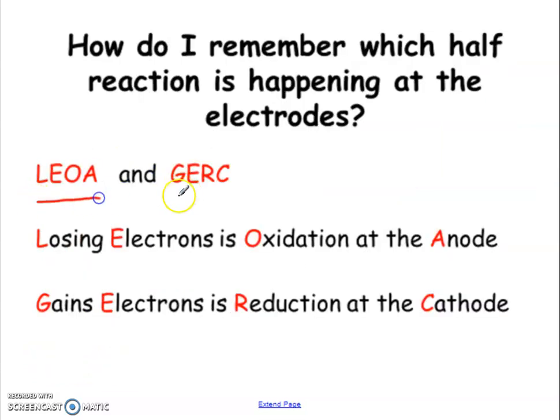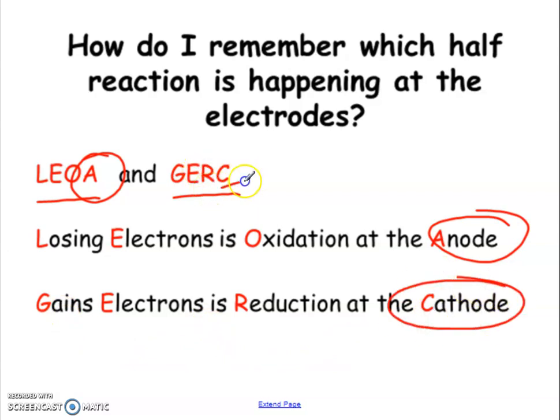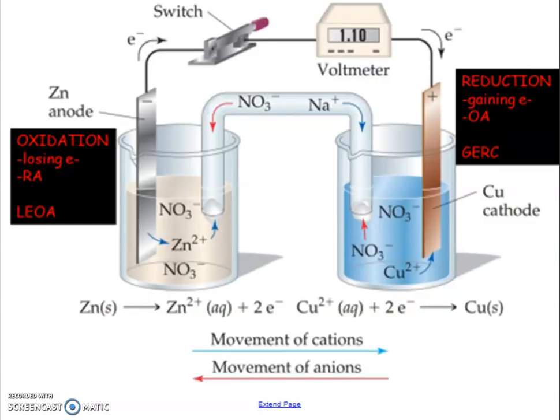So, as I mentioned, a nice way to remember which electrode is which: losing electrons is oxidation, which always occurs at the anode, or LIOA. And gaining electrons is reduction at the cathode, or GERC, however you want to remember that.